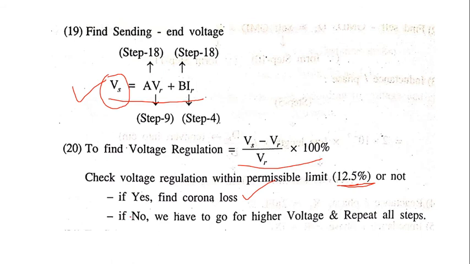If no, so if the limit is going to be exceeded, at that time we have to select a higher voltage level and repeat all the steps. So if the voltage regulation limit is within the 12.5, at that time we need to find the coronal loss, and we already know the equation of coronal loss.